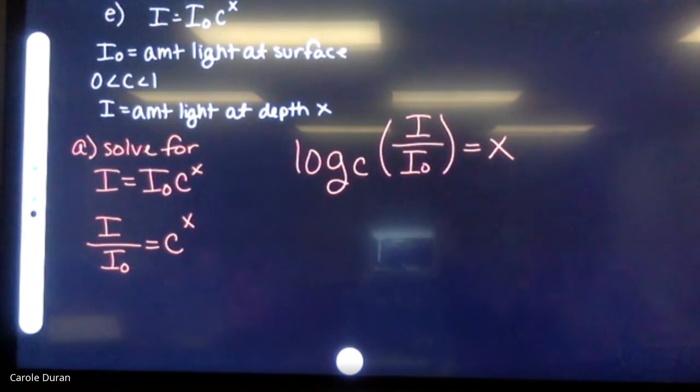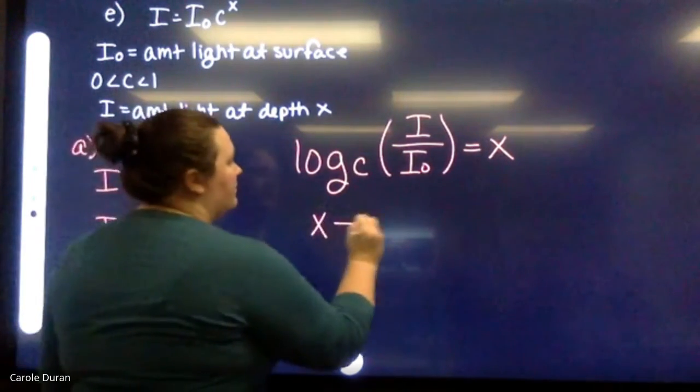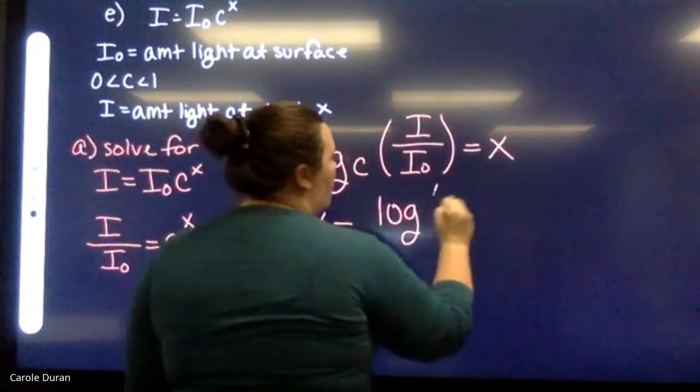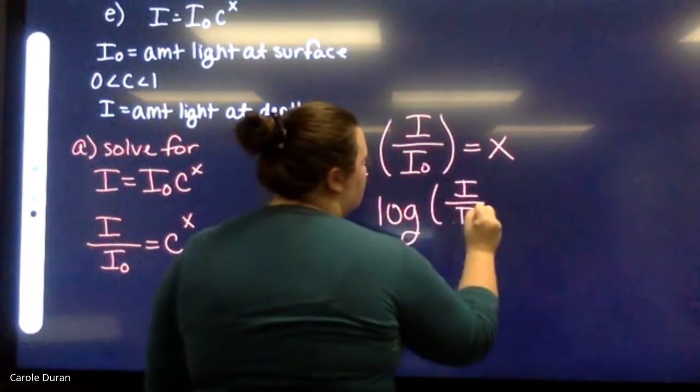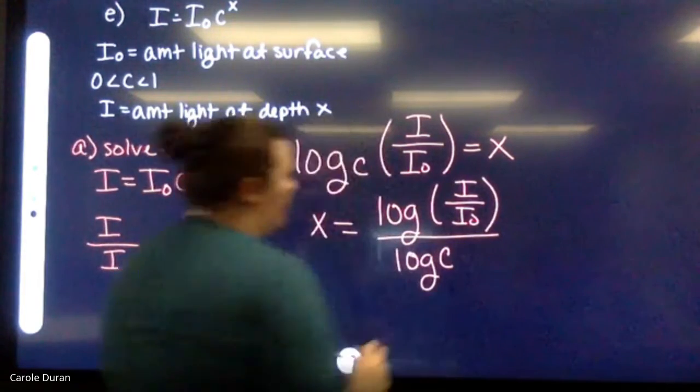We solved for x, but that doesn't mean that this equation is ready to be plugged into a calculator. So we have solved for x, but how could I rewrite it so it's calculator friendly? And by that you mean the change of base formula, right? So that means this can also be written as log of I over I naught over log of c. And then that would be it.